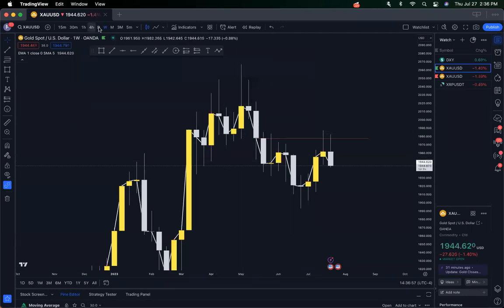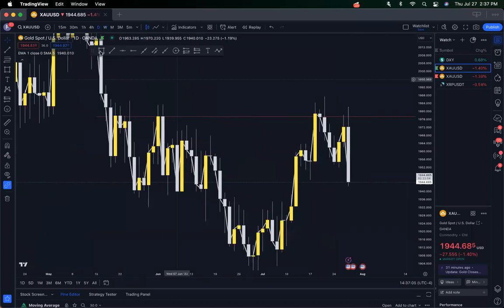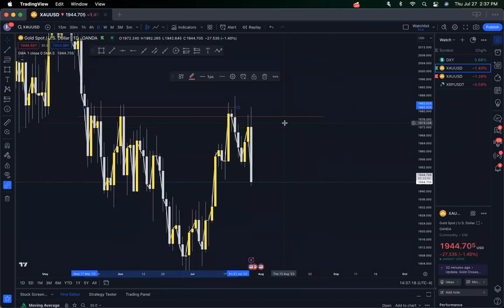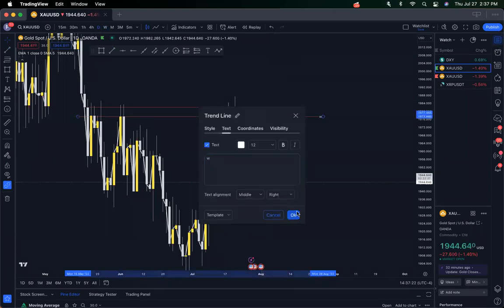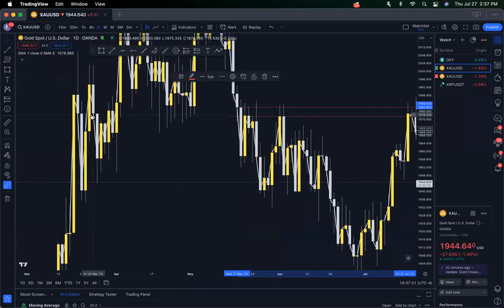Okay, so let's go into daily real quick and see if there's any more refinement of our level. There is. Just like that. So we will leave this as it is. Okay, this is weekly. This is daily. Why this daily level? Follow with me.